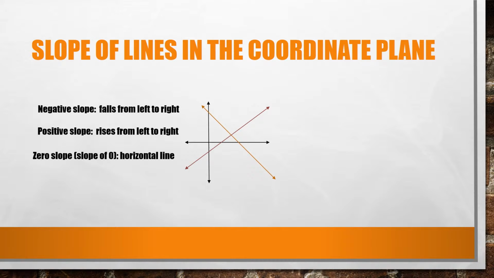Zero slope is a horizontal line. Its slope is 0. It exists, it's just 0. It's a horizontal line passing through the y-axis. Undefined slope is a vertical line. That one has no slope. It's just a vertical line passing through the x-axis.